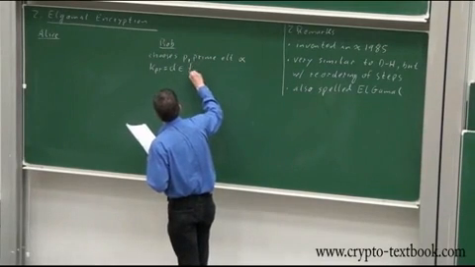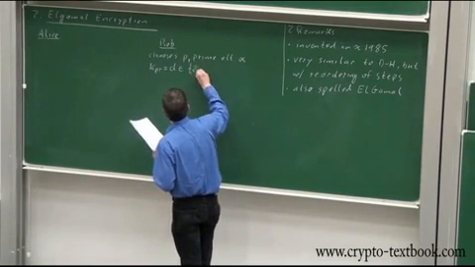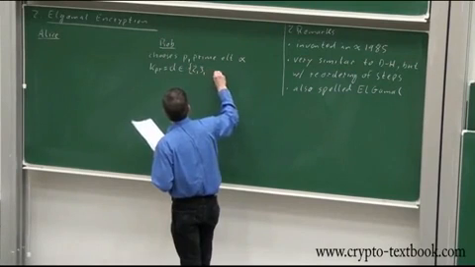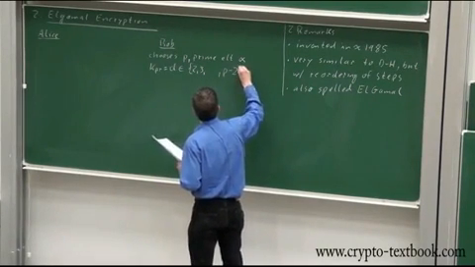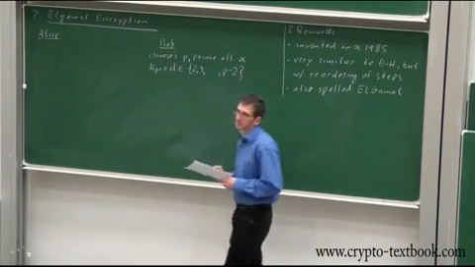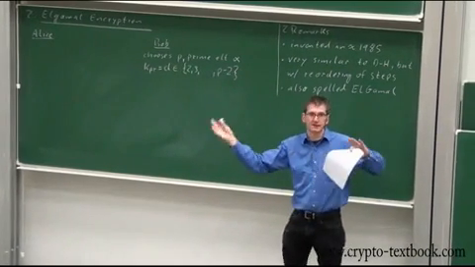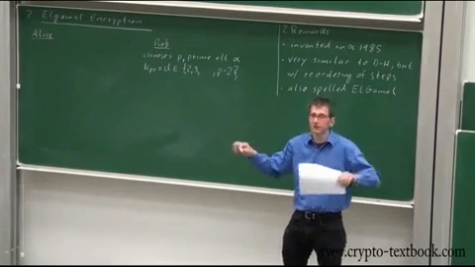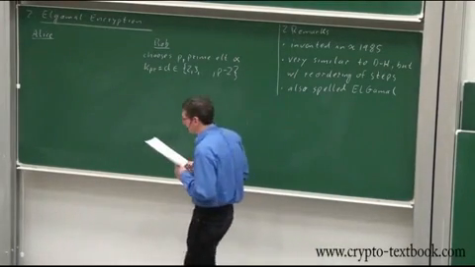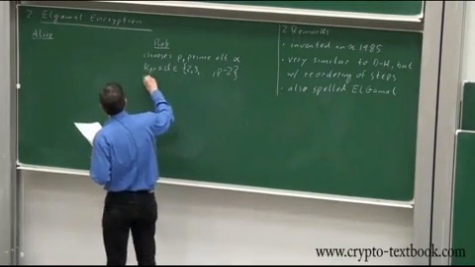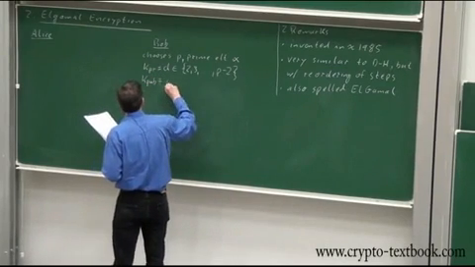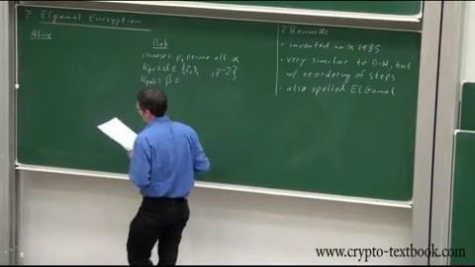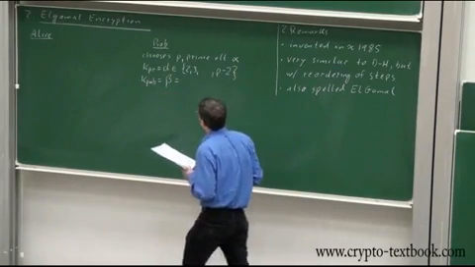So this is from this set 2, 3, up to p minus 2. It's essentially from the p, and you kick the first and the last element out, 1 and p minus 1. The public key is called beta in the literature mainly.